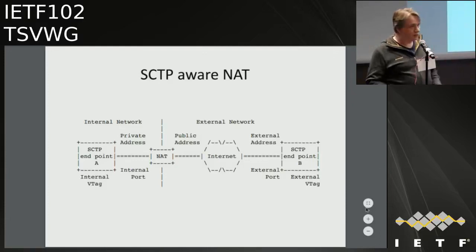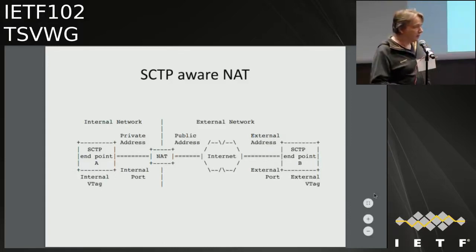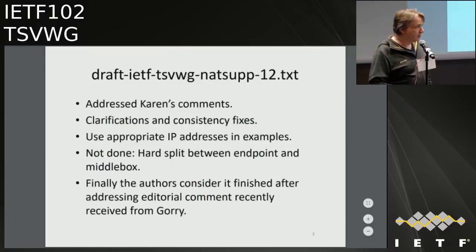If you want to see the details, you can read the document. It's specified what you do, what the NAT box does, what the endpoint has to do. They are sort of cooperating for this. And there's a whole section with examples and message flows and how the NAT table gets filled in. So that's there. So what's the status of this document? This is pretty old, 12th release.